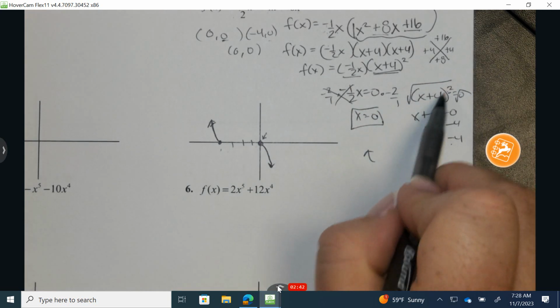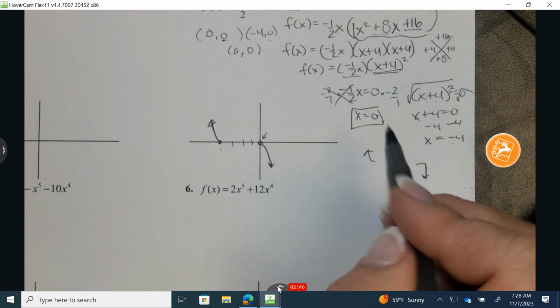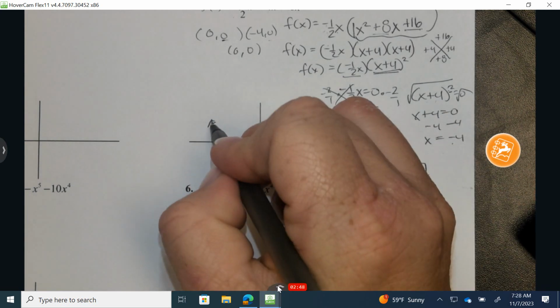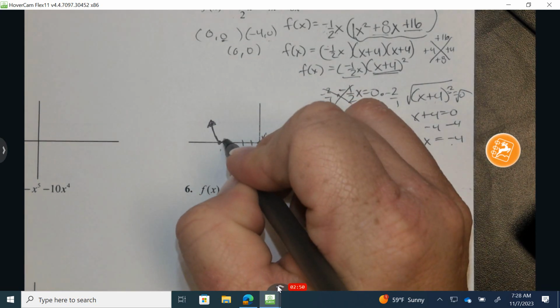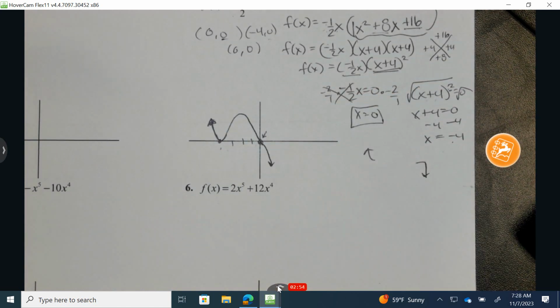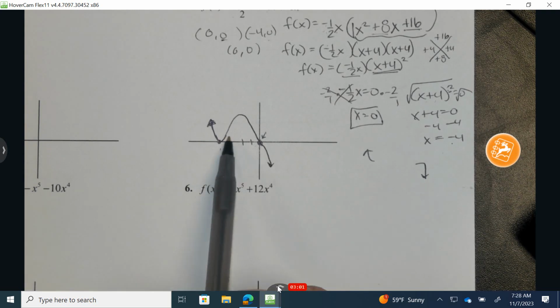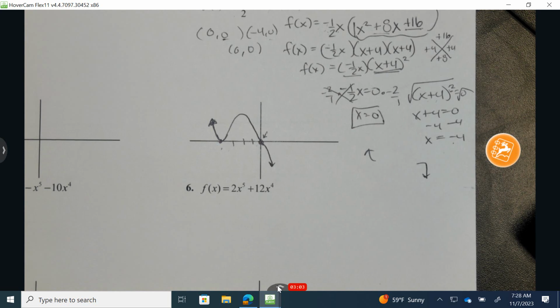Now remember, this was a double. And so at this position where there is a double at negative 4, it's going to bounce off. So it bounces off and comes back in. So this multiplicity is an even multiplicity. It may be also described as a quadratic multiplicity.